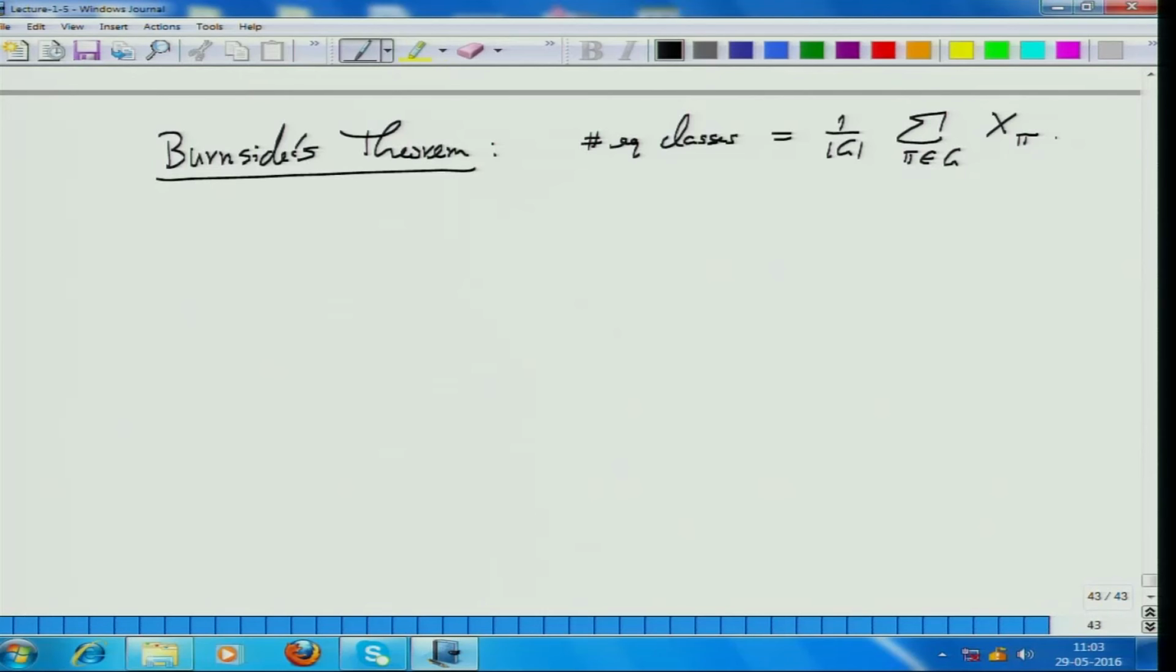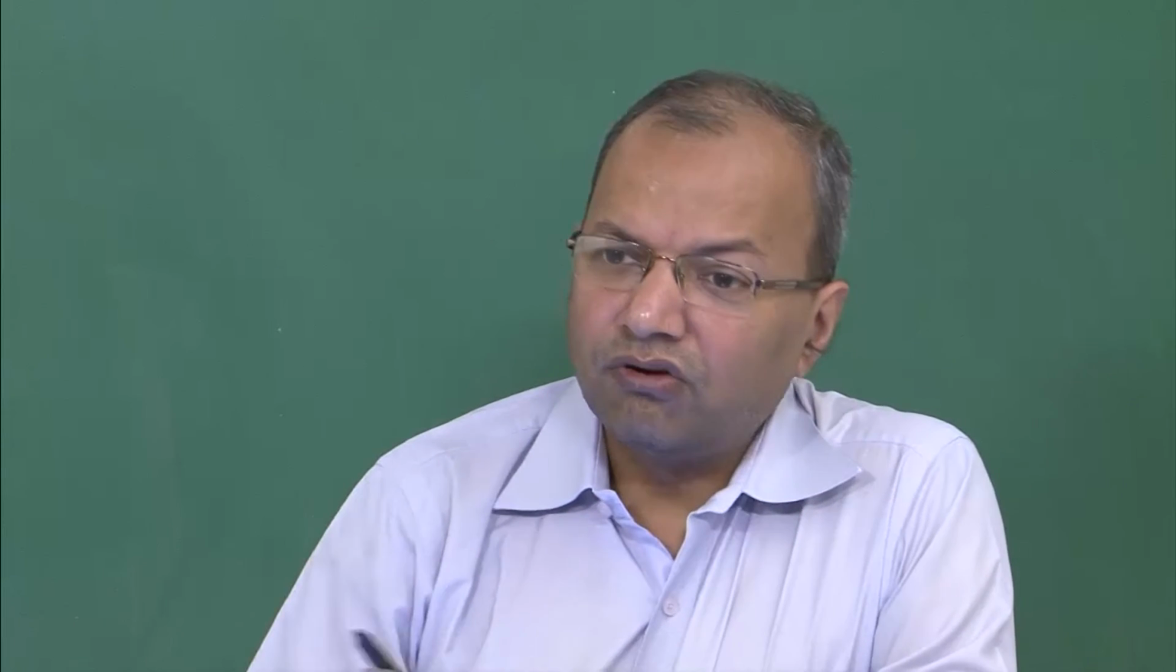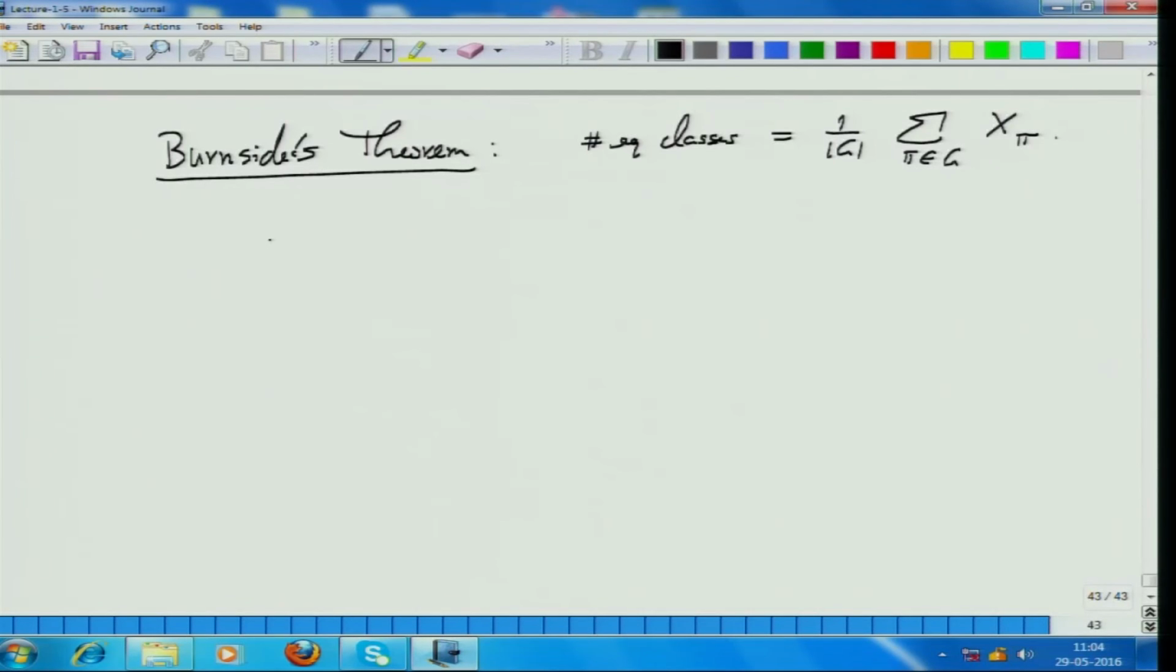Why? Let's get back to our original example of 97 vertices. How many pi's are there? 97? In the group G, there are 97 pi's. Let's count x pi for each one of them. What is x pi 0? Size of this.